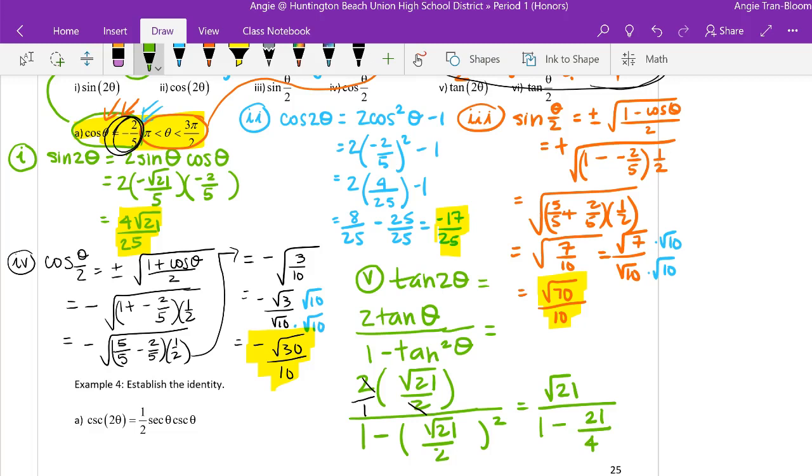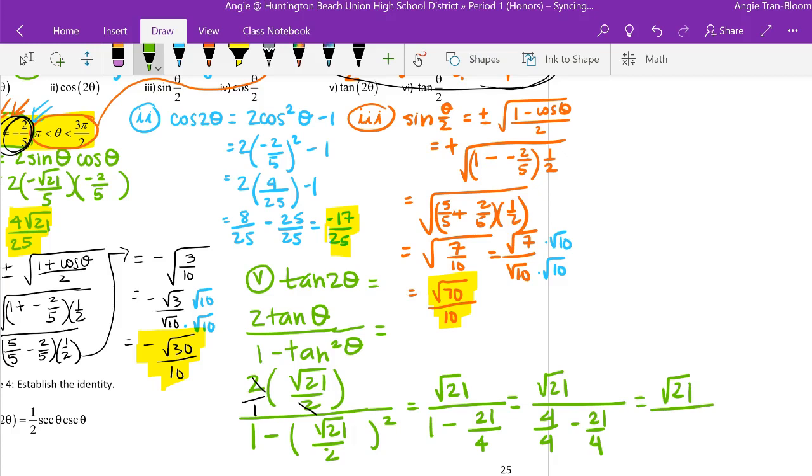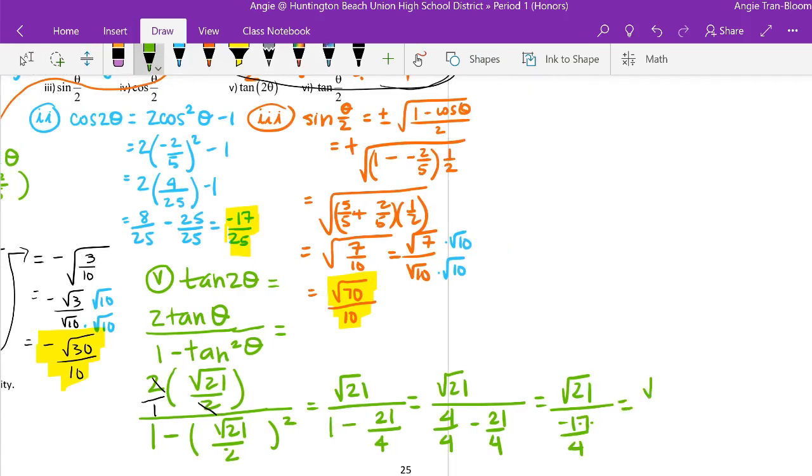Then from here, I'm going to attempt to find common denominator. Okay, so now it's going to be root 21 still all over 4 over 4, minus 21 over 4. So now root 21 on the top still, all over 4 take away 21 is going to be a negative 17 over 4. Now when you're dividing fractions, that's like multiplying by its reciprocal. I will make the numerator over 1, okay? Times the reciprocal is 4 over negative 17, or you can put the negative in the front.